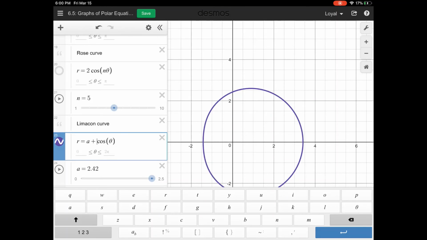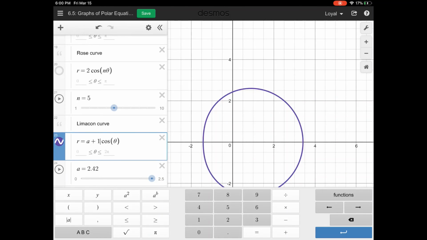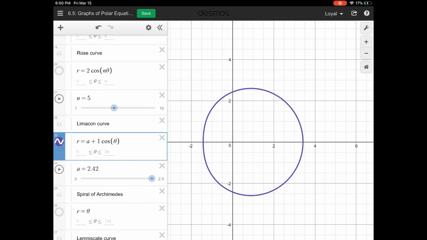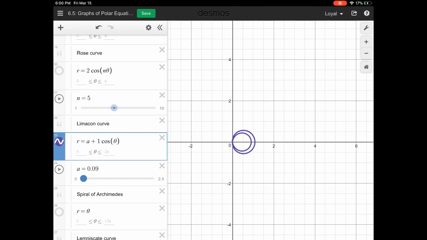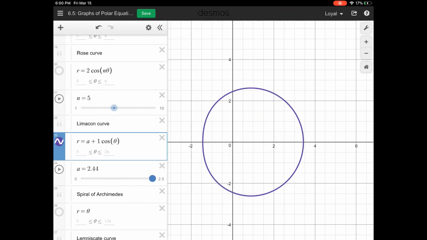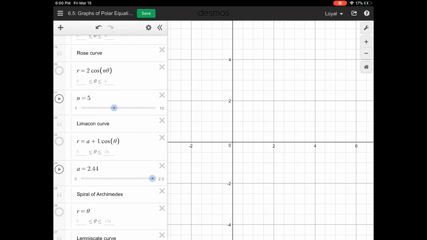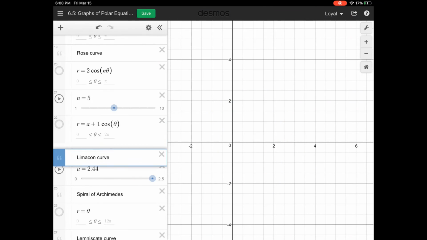Now, for right now, I'm going to keep this as 1, just so you can mess around with it on your own. Okay, so that's a Limaçon. There are 4 different stages. When it's got that inner loop, it's a cardioid, it's got a dimple, or it's convex. Cool. And that's our Limaçon curve.